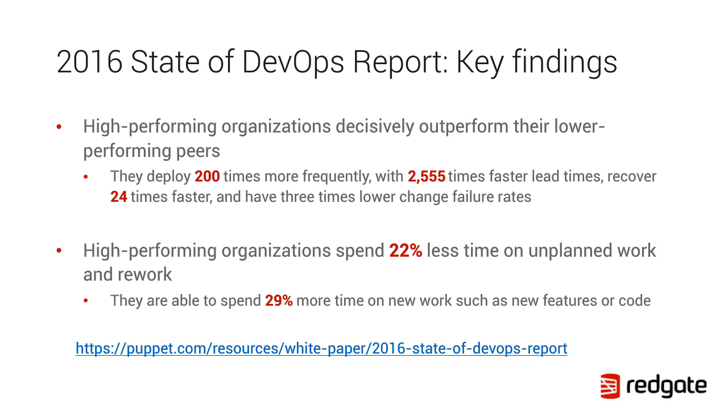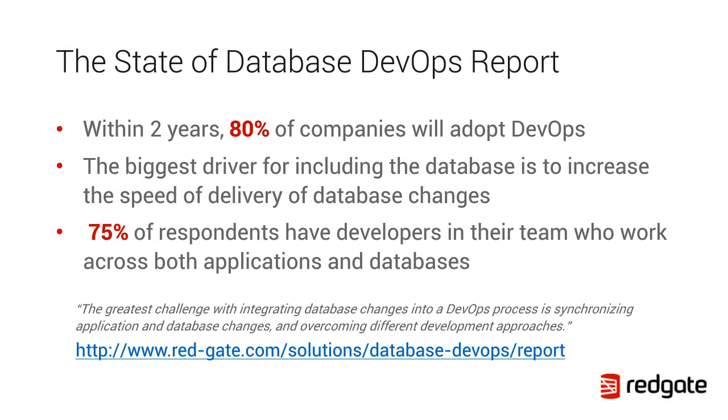Well, for that, we can look at the State of Database DevOps report. And that gave us some more statistics that actually show that this is something that can move over into the database world, and in fact will. So within 2 years, 80% of companies are planning to adopt DevOps. It's no surprise to us that the biggest driver for including the database is to increase the speed and delivery of database changes in much the same way that you spoke about earlier, David.